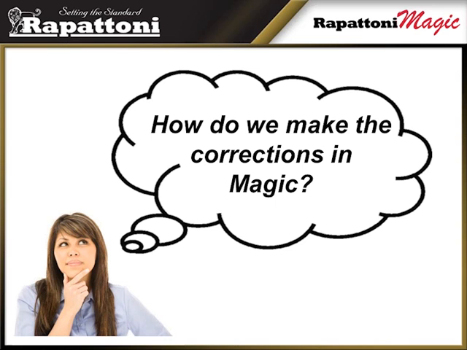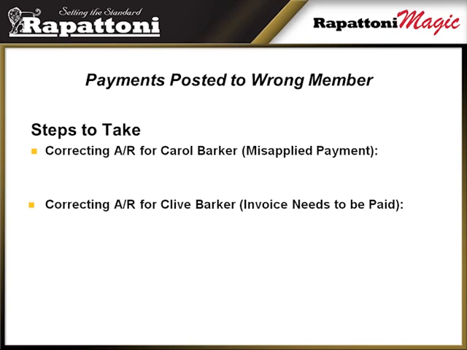How do we make the corrections in Magic? Good question, guys. So we're going to show you how payments posted to the wrong members are corrected. It's a two-step process. First, we have to correct Carol Barker's AR. Her account was paid in full with a misapplied payment. The next step is to adjust Clive Barker's account. We need to show his accounts receivable as paid in full. The first step we're going to do is fix Carol Barker's record by creating a debit or positive invoice using our adjustment charge code.